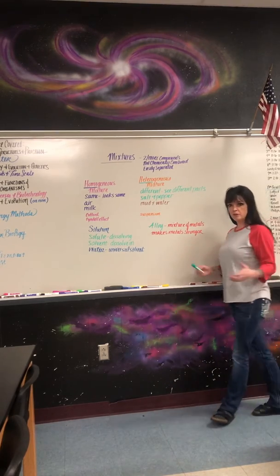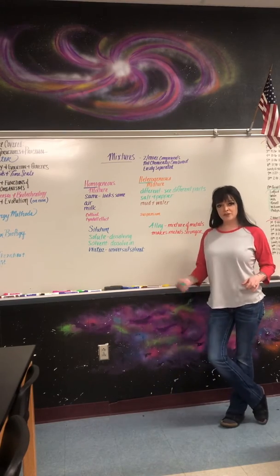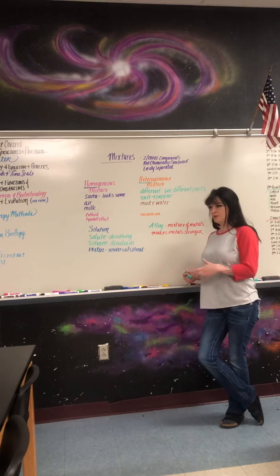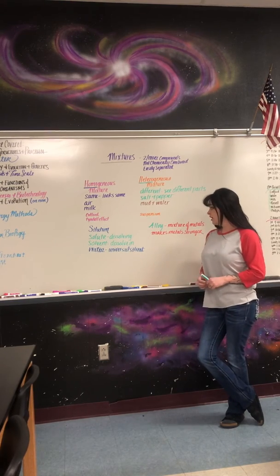So you'll have aluminum alloy wheels on a vehicle. The reason they're used in aluminum is because it's really shiny and it's really light, but it's also not really hard. So you mix it with another metal to give it more strength.